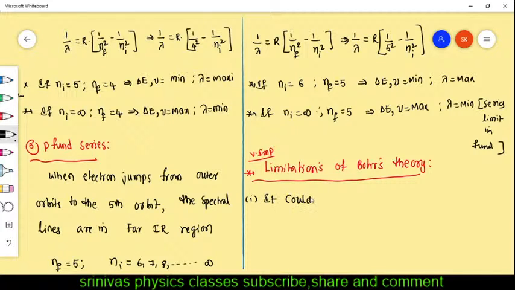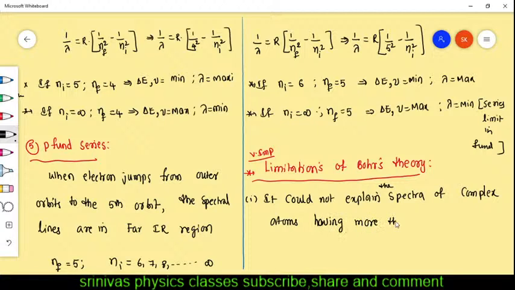Okay, it could not explain the spectra of complex atoms having more than one electron. What is this? It does not explain the spectral series of complex atoms having more than one electron.